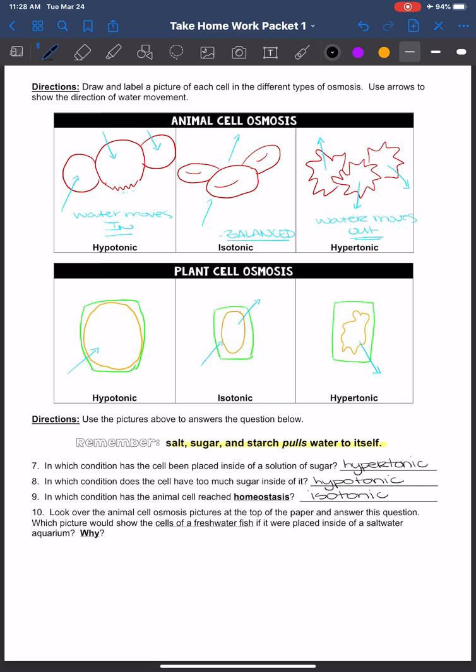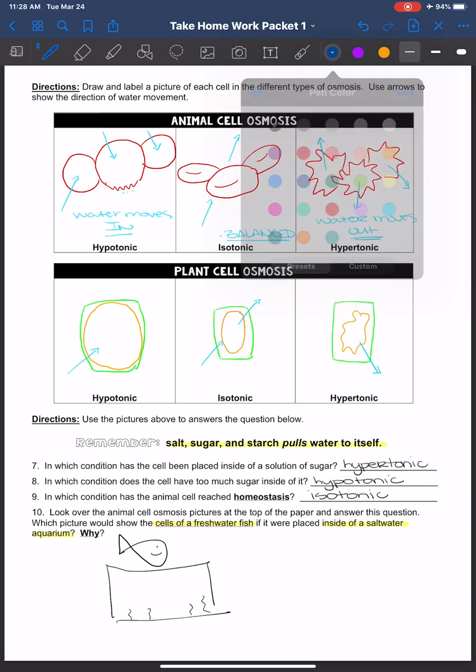Which picture would show the cells of a freshwater fish if it were placed inside of a saltwater aquarium? Okay, freshwater fish. I'm going to draw a fish. Pray for me, y'all. This is going to be bad. Okay, here's my... That's terrible. I'm so sorry. Here's my freshwater fish, and it is going into an aquarium. Let's make some little trees. And what is inside of that aquarium? I'll pick dark blue, I guess.